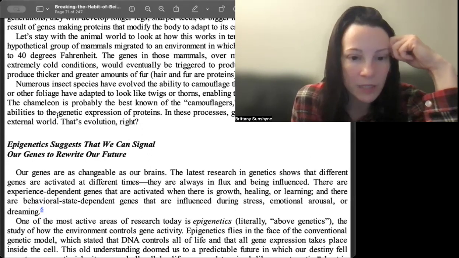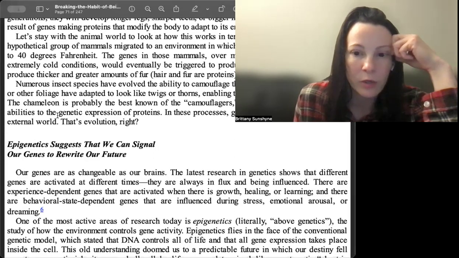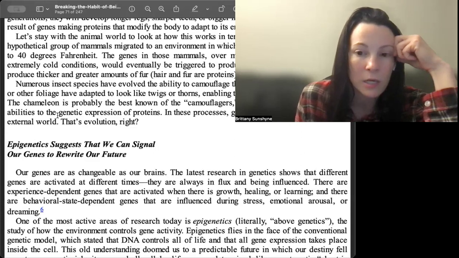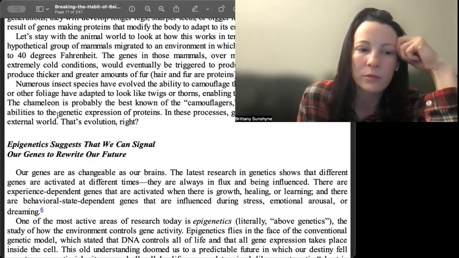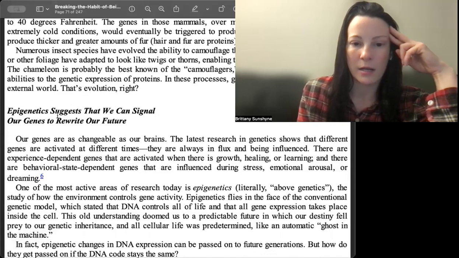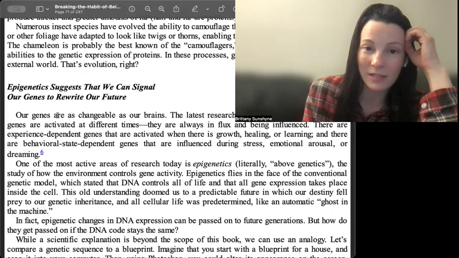Okay, so we have experience dependent genes, and they're activated when there's growth, healing, learning. There's behavioral state dependent genes that are influenced during stress, emotional arousal, or dreaming. Weird that it's dreaming for the third one on that. So that's why when my children stress me out, my behavioral state dependent genes kick in.